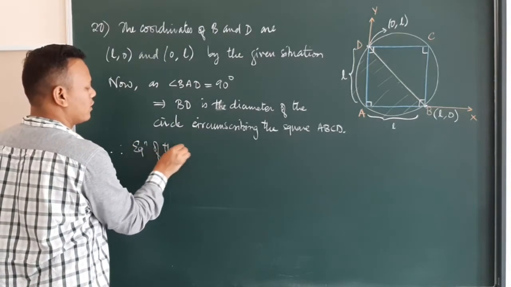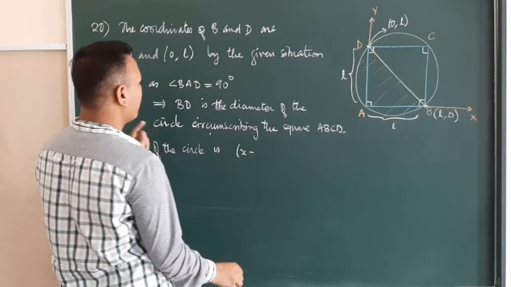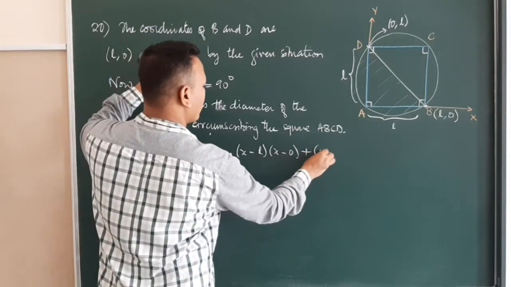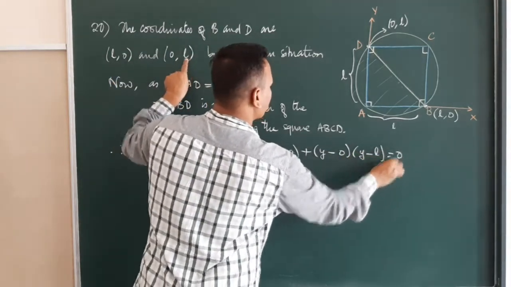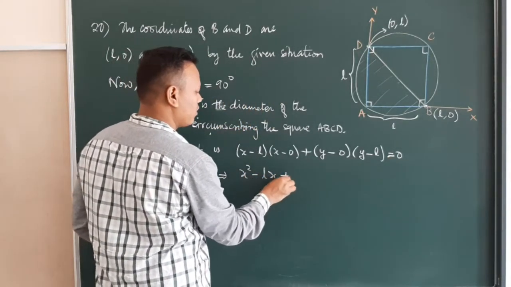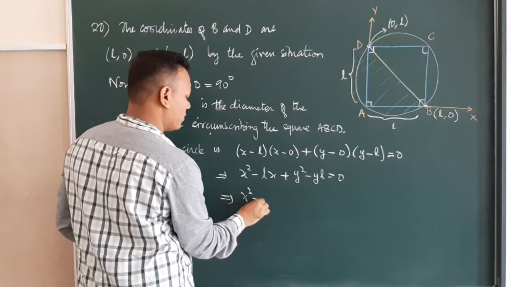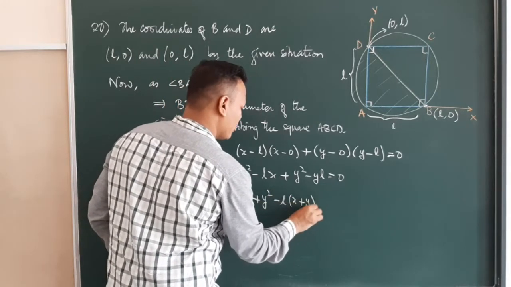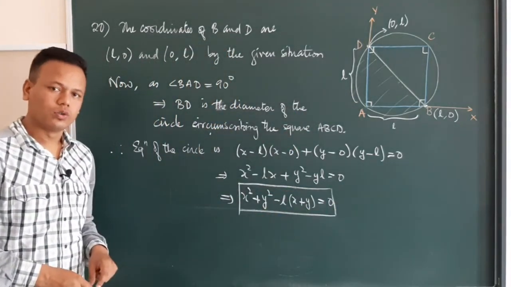So therefore, the equation of the circle, using diameter form, is (x minus x1)(x minus x2) plus (y minus y1)(y minus y2) equals 0. x1 is L, x2 is 0, y1 is 0, y2 is L. So let's simplify this. We get x squared minus Lx plus y squared minus yL equals 0. So we have x squared plus y squared minus L times (x plus y) equals 0. This will be the equation of this particular circle. Pause the video to note this down.